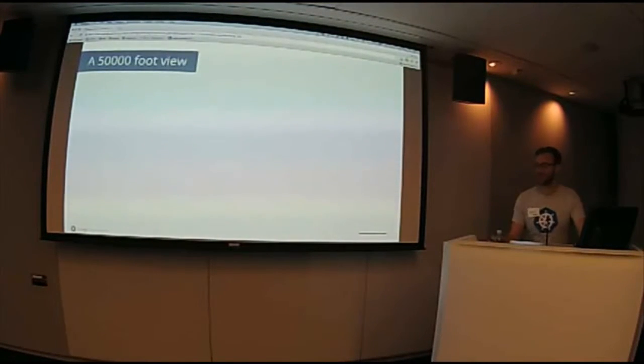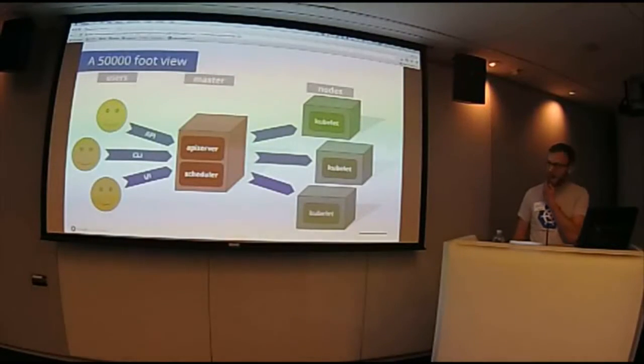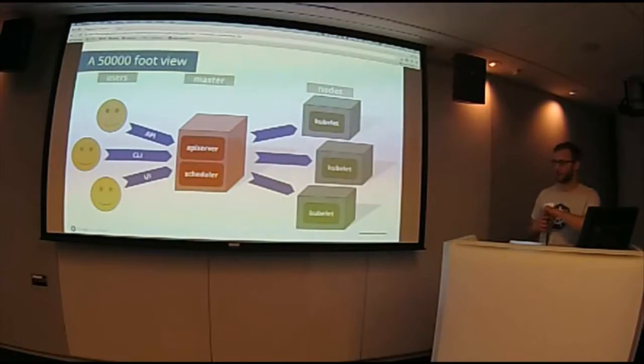So I first want to show a brief overview of what Kubernetes looks like as a user of the system. From a high level, we have some master components running in the middle here, orchestrating activities on a bunch of nodes. We have a command line interface and a user interface, both using an API to provide high-level goals to the master components.